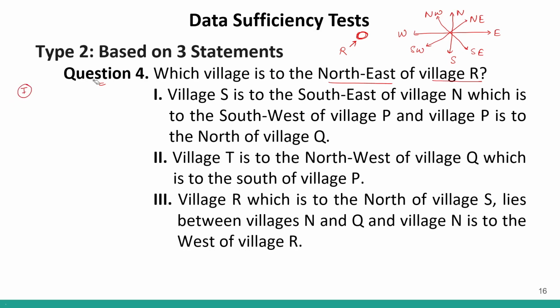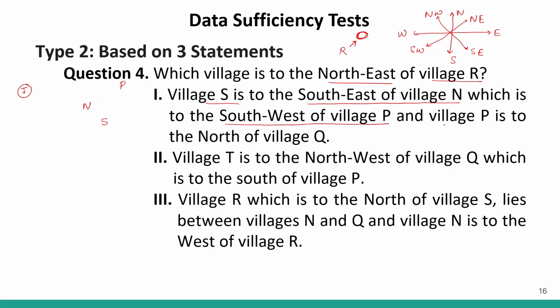Statement number 1 says village S is to the southeast of village N. So if we have village N over here, S will be somewhere over here, to the southeast. Village S is to the southeast of N, which is to the southwest of village P. So N is to the southwest of village P. Correct? P will be over here. We do not know whether P will be in a straight line from S or not. So let us take it over here.